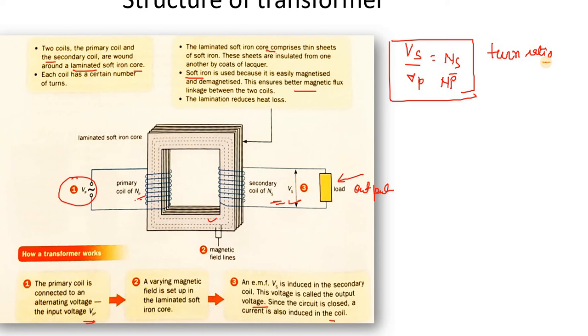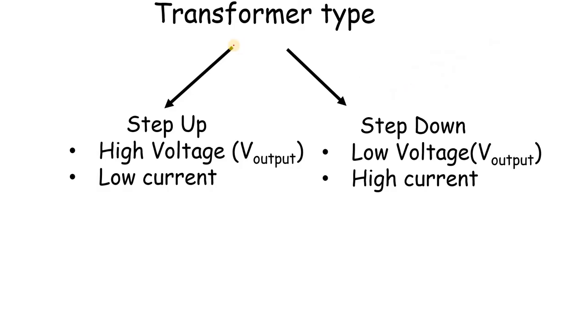Okay, so this has given you that if you have a high number of turns in the secondary, there will be high voltage. If the primary coil has a high number of turns, it will be high voltage. So based on our requirement, we have two kinds of transformer. First, a step up, and second, you can say step down.